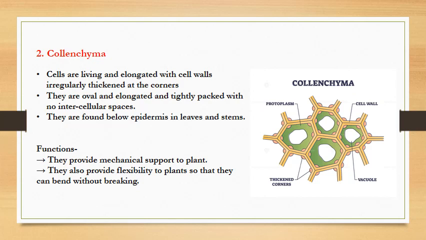Collenchyma. Cells are living and elongated, with cell walls irregularly thickened at the corners. They are oval and elongated and tightly packed with no intercellular spaces. They are found below the epidermis in leaves and stems. Functions: they provide mechanical support to the plant. They also provide flexibility so that plants can bend without breaking.